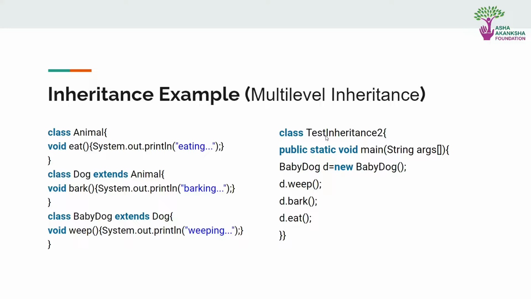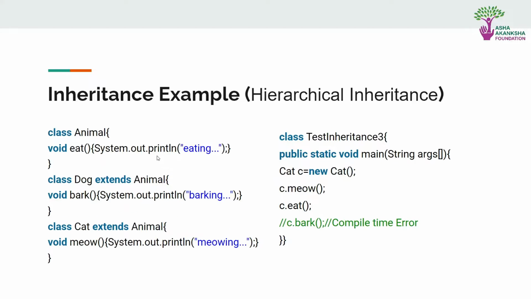So here is the main class. Here we make an object of baby dog, and here we can say dog can weep, can bark, it can eat. So all this is multi-level inheritance. Baby dog inheriting from dog, and dog itself inheriting from animal.